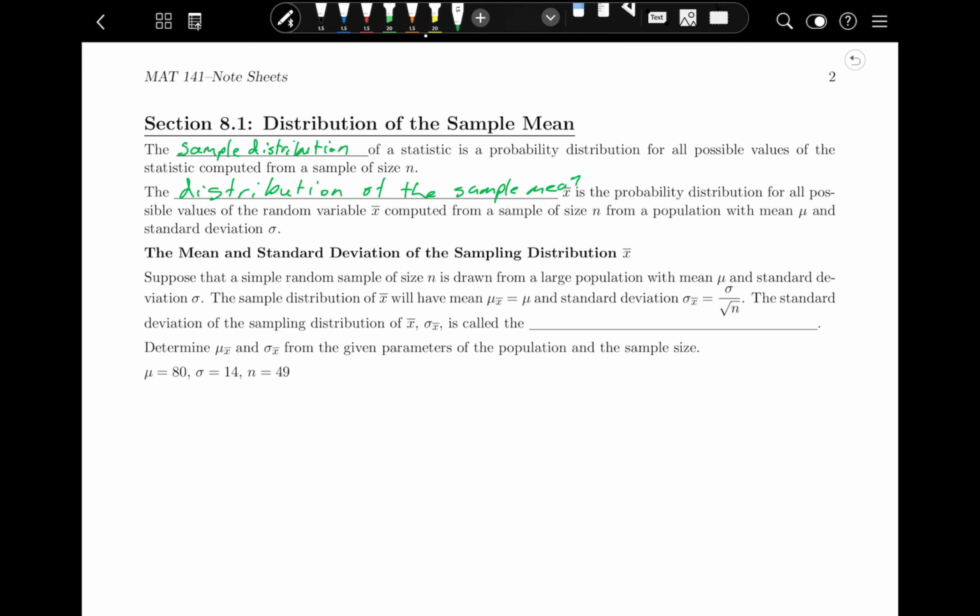So suppose that a simple random sample of size n is drawn from a large population with a mean mu and a standard deviation of sigma. The sample distribution x bar will have a mean of mu sub x bar equals mu, and the standard deviation of x bar will be sigma over the square root of n, the standard deviation of the sampling distribution of x bar. Sigma sub x bar is called the standard error.